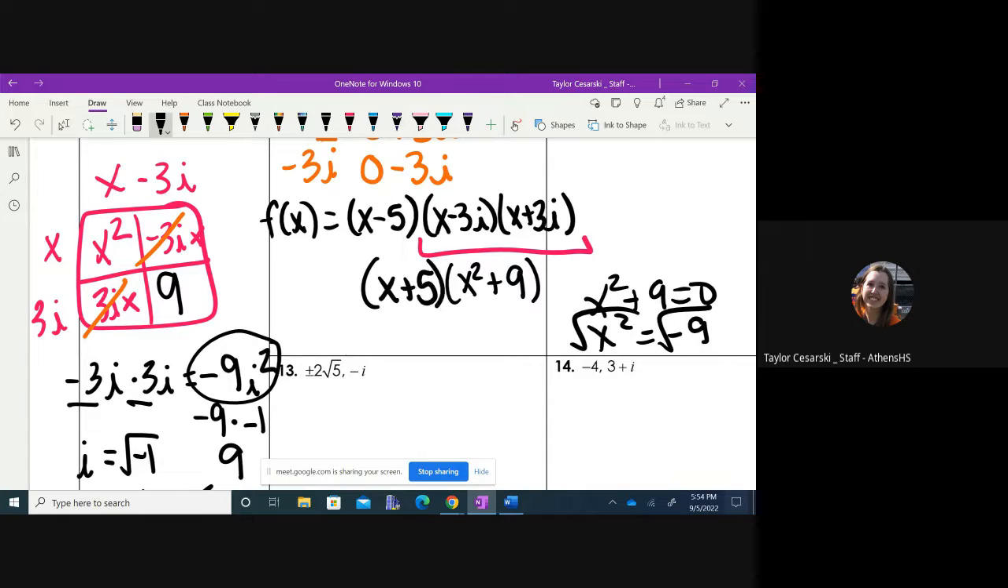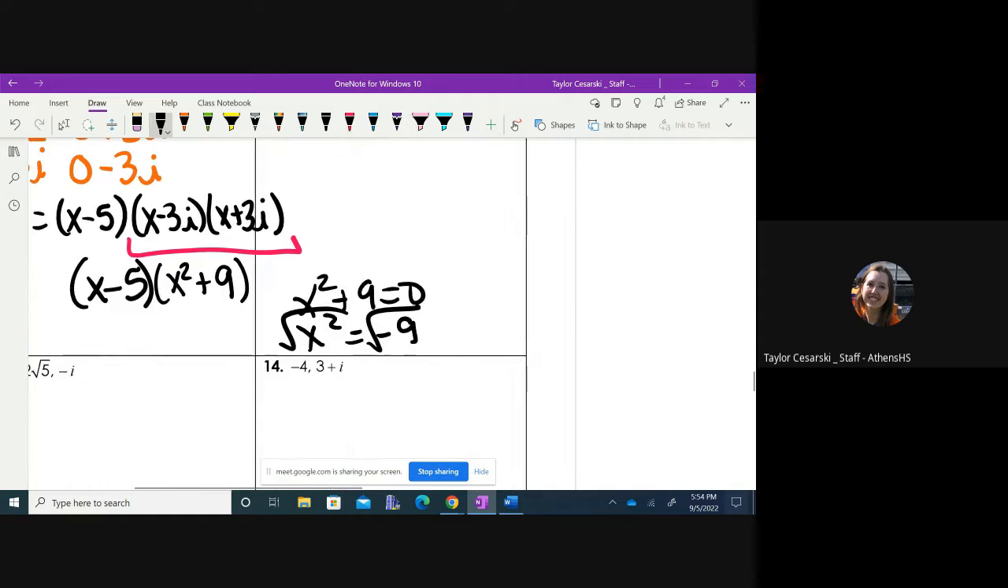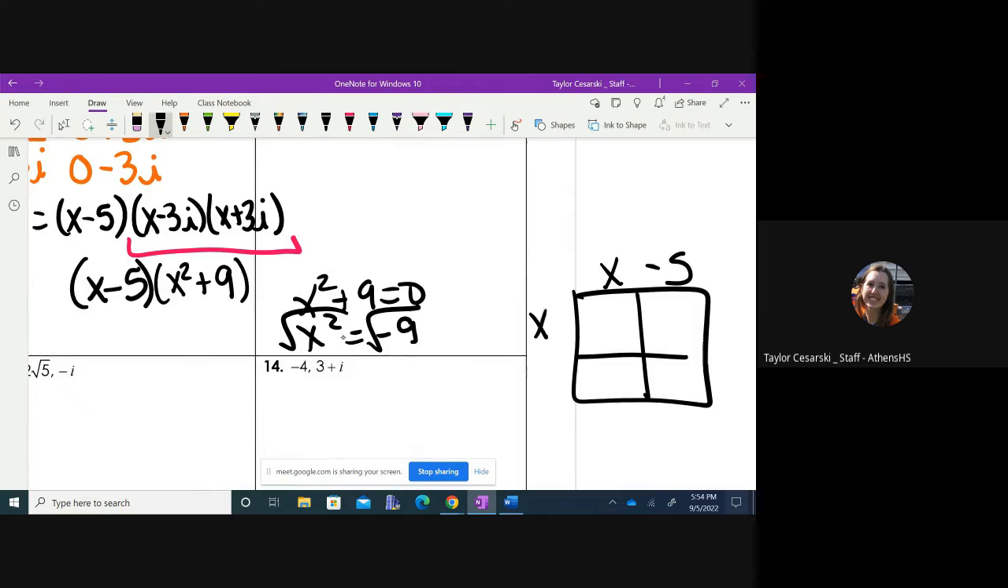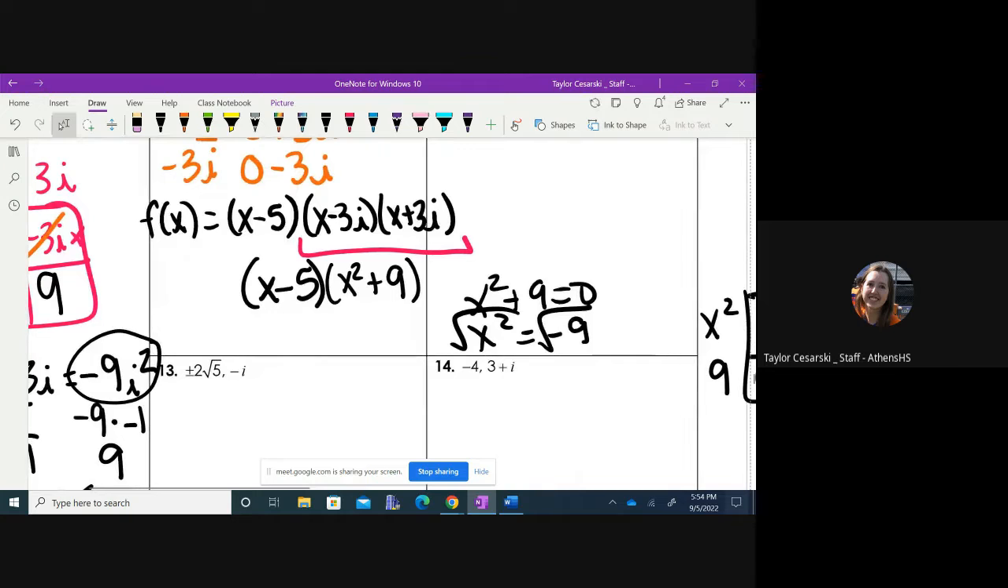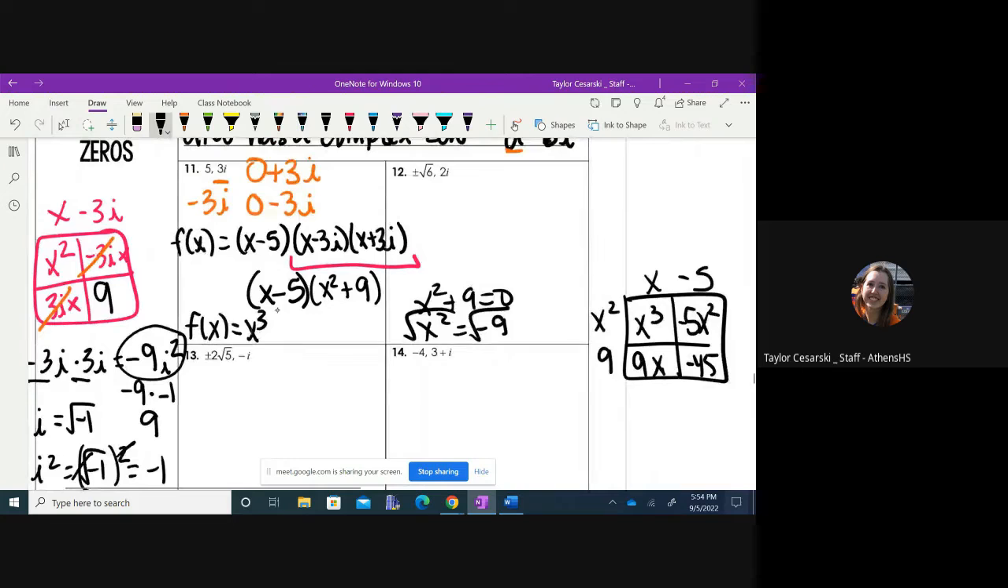All right, so then I still have, sorry, that should be a minus 5. And then I'm just going to multiply those two out, and that should be just like what we did on the previous page. So x minus 5, x squared plus 9. So x cubed minus 5x squared plus 9x minus 45. And there's no like terms here because one was a quadratic and one was linear. So x cubed minus 5x squared plus 9x minus 45.